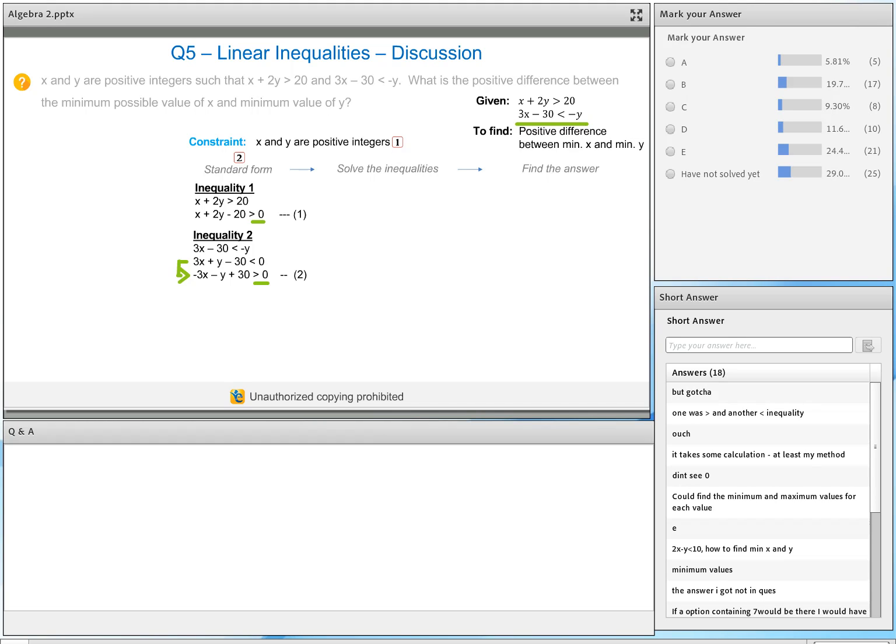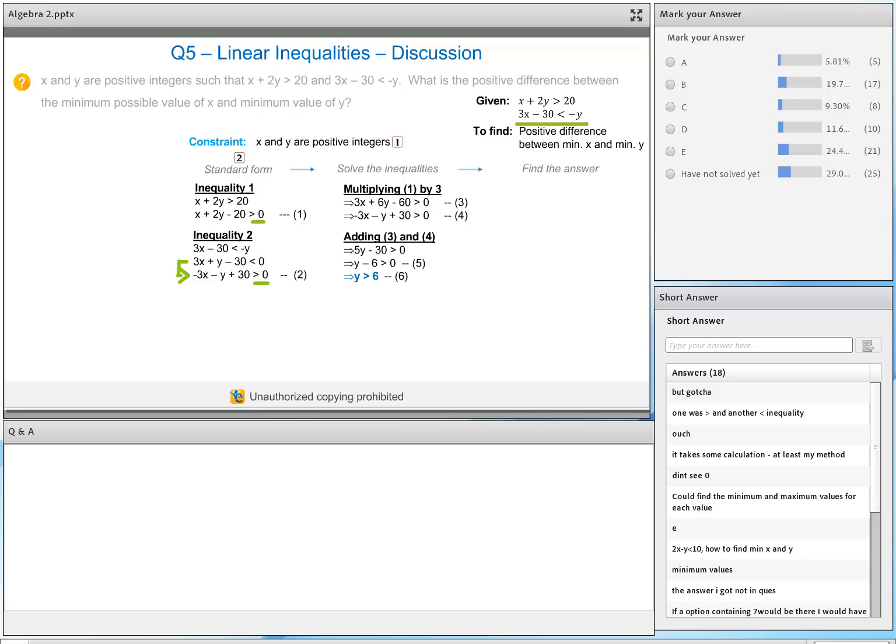That's why I'm multiplying both sides by a negative number. Okay, so I do that. Now I solve these two inequalities, and I do my processing here. I bring it into a form such that I have only one variable. What I get is y is greater than 6.